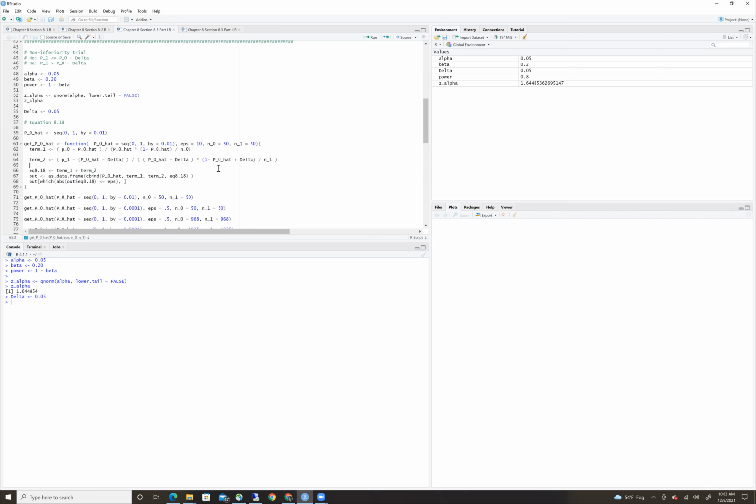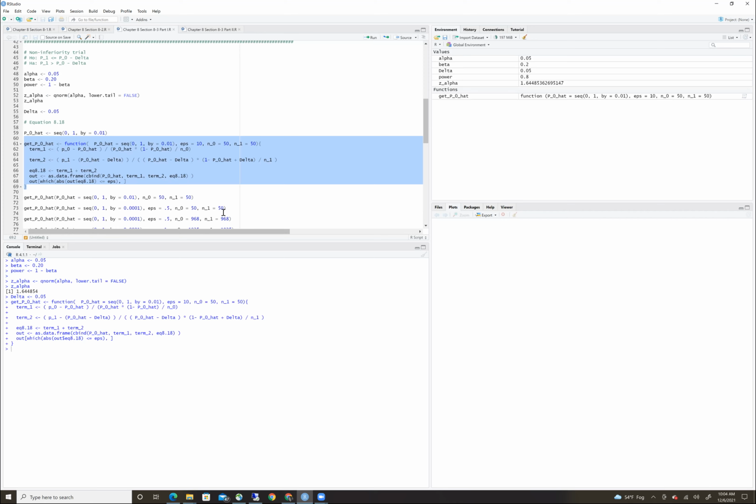All right, so this epsilon that I'm setting is just to say I want to get values above or below 0. So I'm going to look at the absolute value of this summation, and I'm going to say, when am I close to 0? Because essentially, I don't want to look at all the possible values of P0 hat. So if we look at this, we run our function.